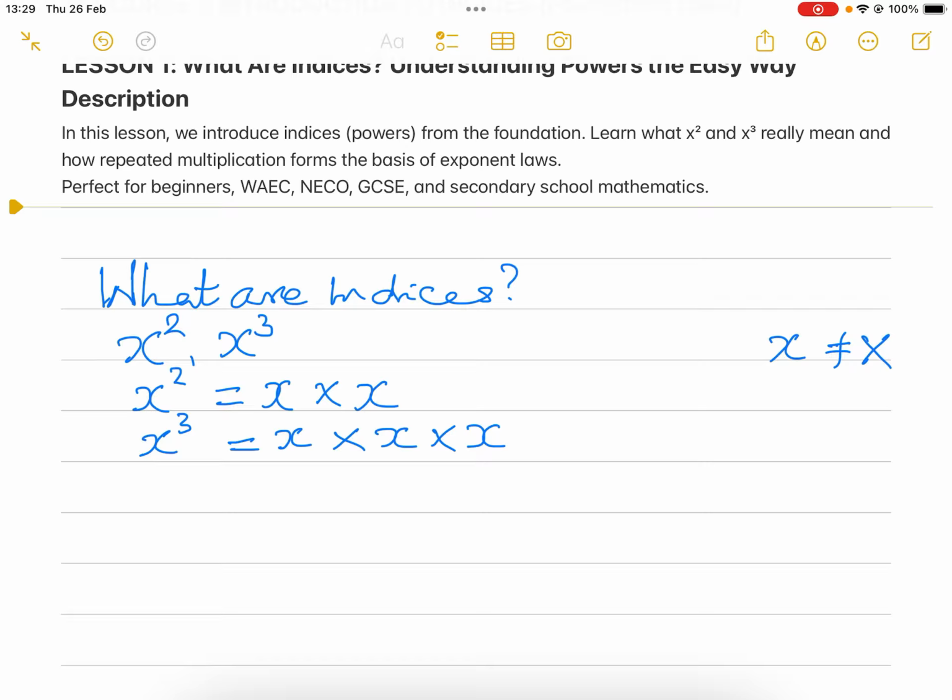Now at this point, let me quickly mention that sometimes, instead of using the multiplication sign, we could also use a dot. So x raised to power 3 could be written as x dot x dot x.